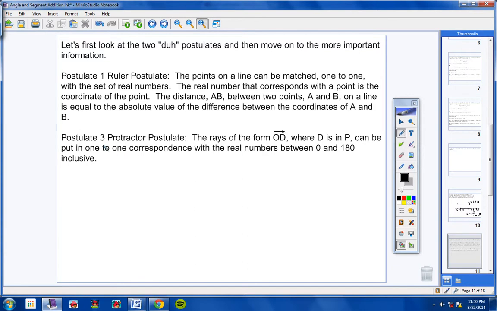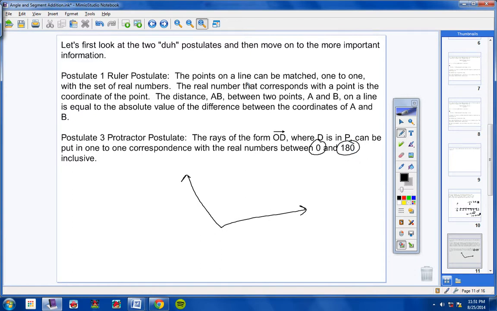Here's the next postulate, and you do not need to write this down. I'm going to read it to you, then explain what it's saying. Postulate 3, the protractor postulate. The rays of the form OD, where D is in P, can be put in one-to-one correspondence with the real numbers between 0 and 180 inclusive. Students, all that this is saying is this: any angle is measurable. If we have an angle, we can measure it with a protractor. And when we measure it, it's going to fall between 0 and 180.